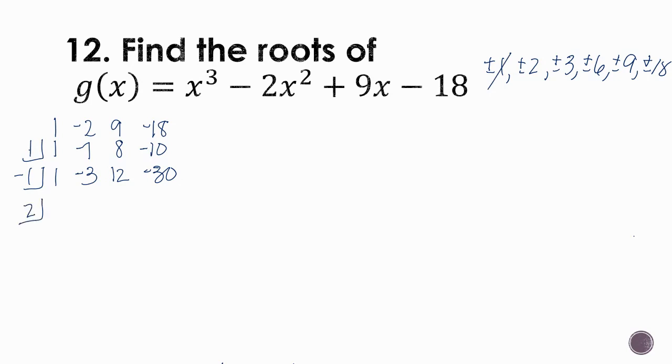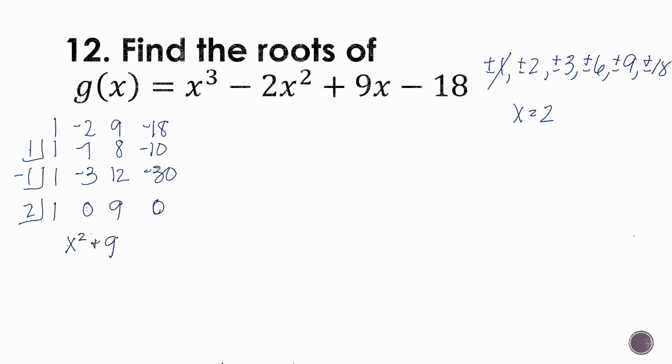Now we try the 2s. 1 times 2 is 2, plus negative 2 is 0. 0 plus 9 is 9, and 2 times 9 is 18, plus negative 18 is 0. So we found our first root, x equals 2. Now we take what's left, which is x squared plus 9.